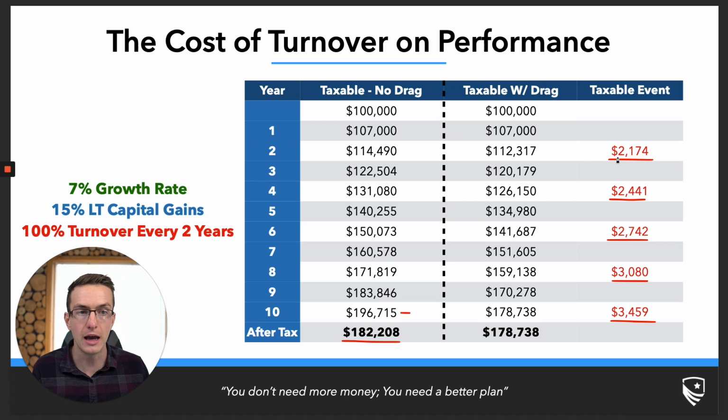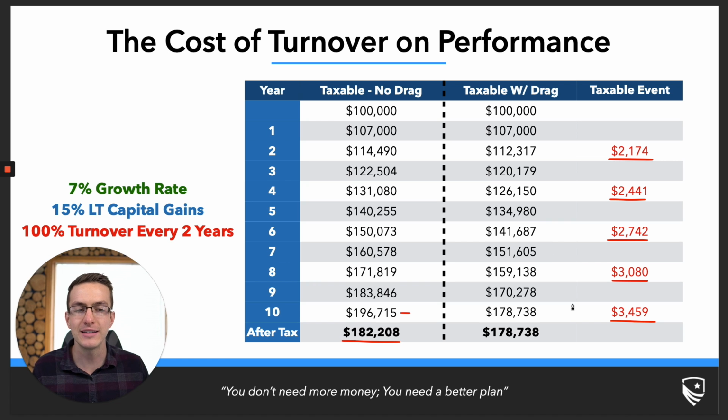And so $2,174 is leaving our situation, and we now have net after-tax value at the end of these 2 years of $112,317. And we're doing the same thing every 2 years, where we're turning over our account, paying out taxes, and so now less is compounding for our future.